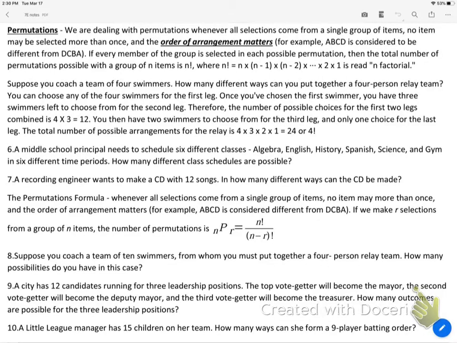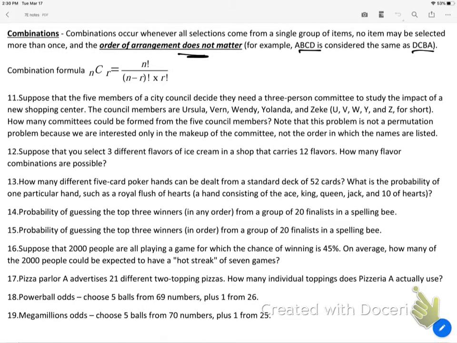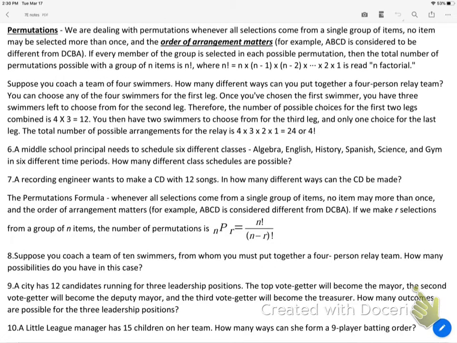Right, we're going to be looking at permutations. Now, maybe in the next video, next slide, we're going to be looking at combinations, okay? Combinations versus permutations. Now, with permutations, selections are from a single group of items and no item may be selected more than once.